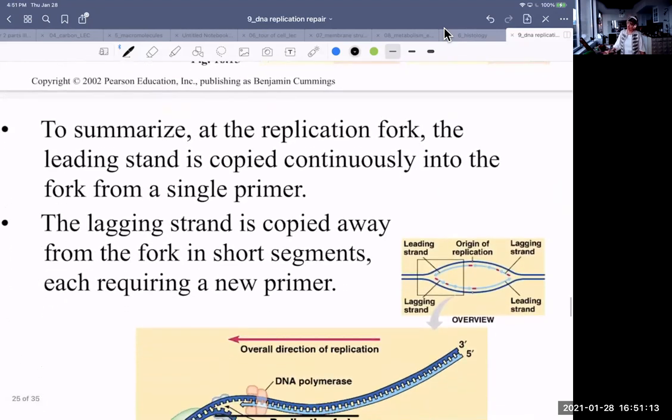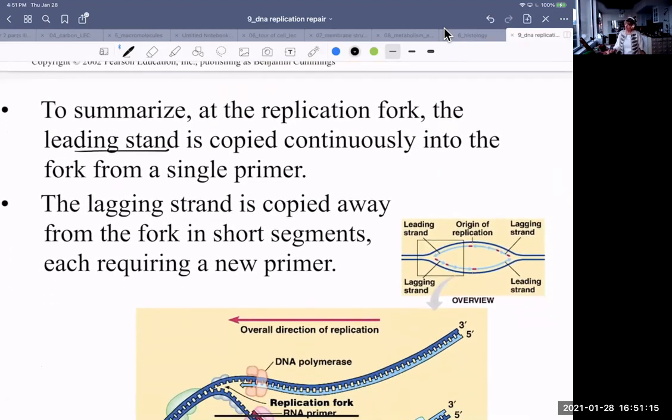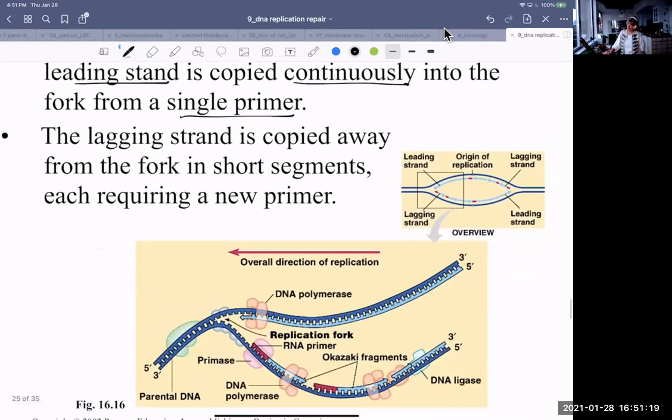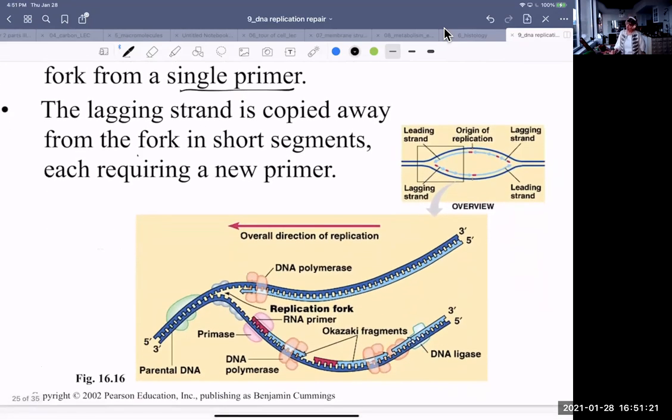So to summarize, the leading strand is copied continuously from a single primer, and the lagging strand is copied away from the fork in short segments requiring a new primer each time.